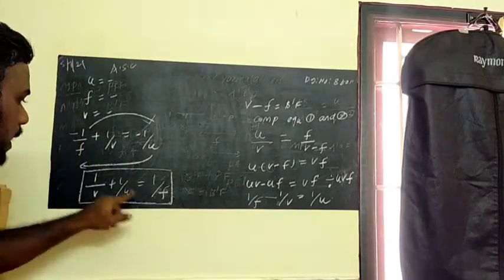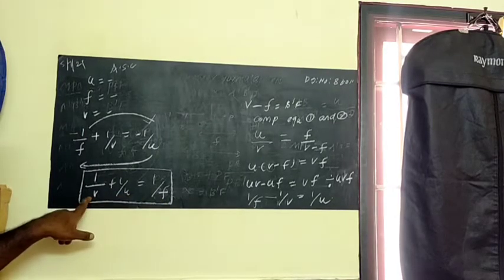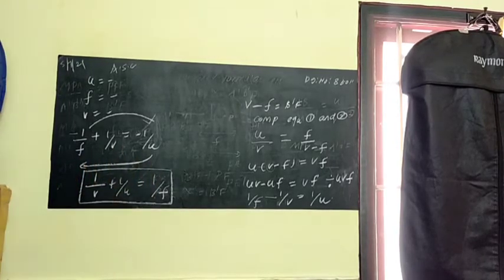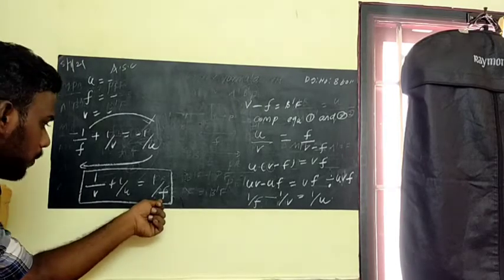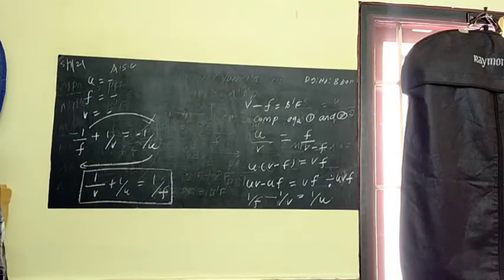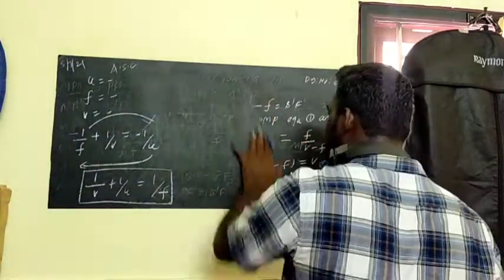So here you can see that this is the focal length, this is the object distance, and this is the image distance. As I told you at the very first of this part, this formula gives the relationship between the focal length, the object distance and the image distance. Is that clear?